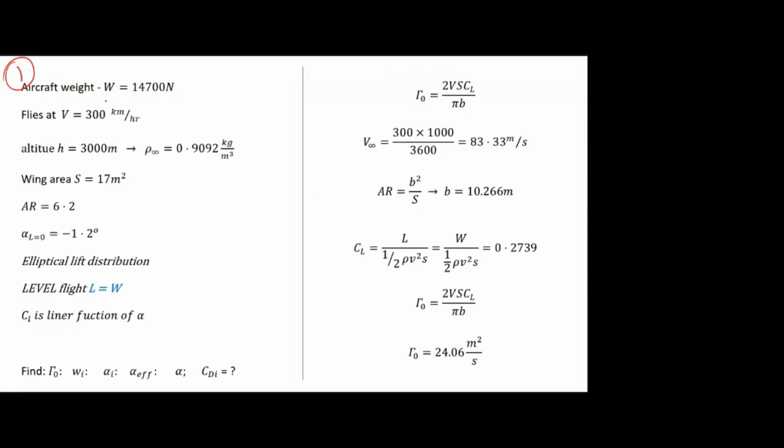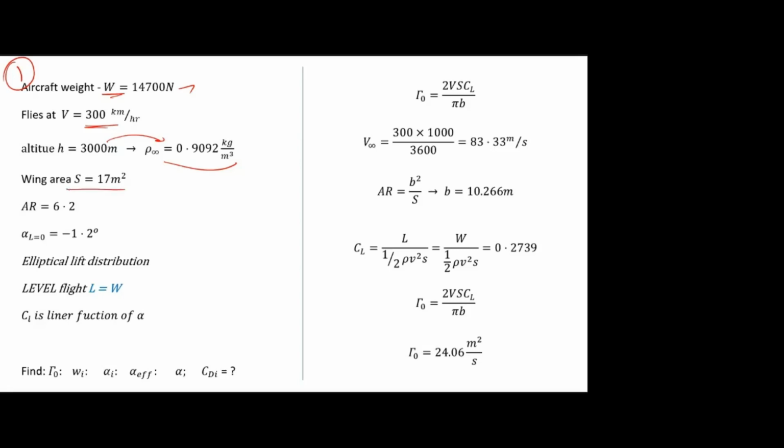Here they gave the aircraft weight 14,700 Newton, and it flies with a velocity of 30 km per hour at an altitude of 3000 meter. At that altitude, we know density will vary if you change the altitude. At sea level it is 1.225. At 3000 meter it is 0.9092 kilogram per meter cube.